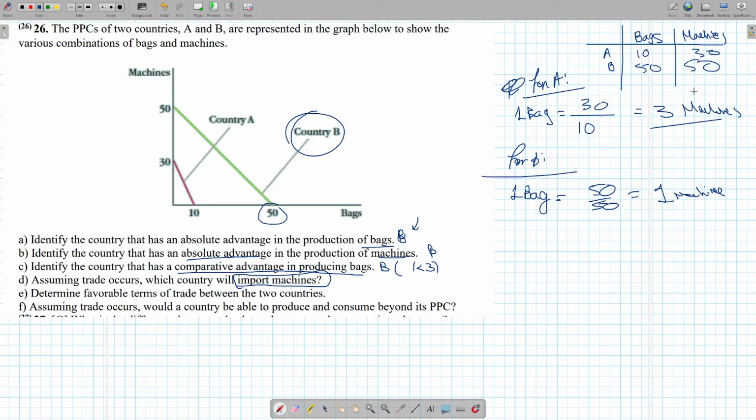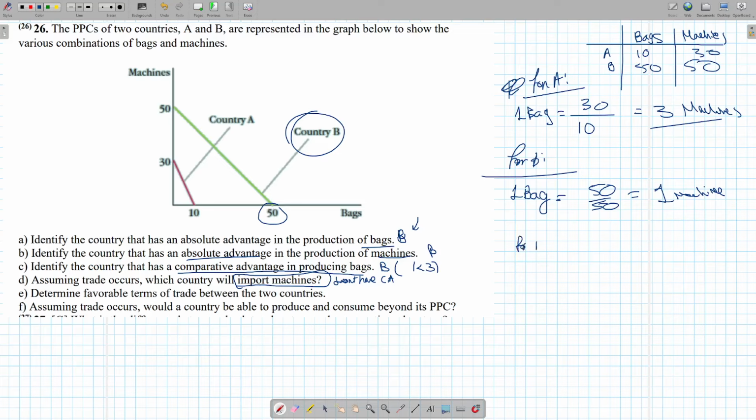Okay, so over here, who has the comparative advantage in producing bags? It's B. Now, they're talking about machines. The one who's going to import machines is the one who doesn't have the comparative advantage. How can we check who has the comparative advantage for machines?